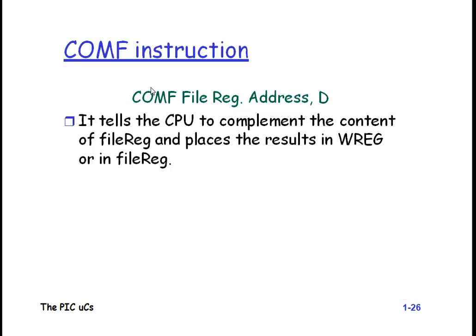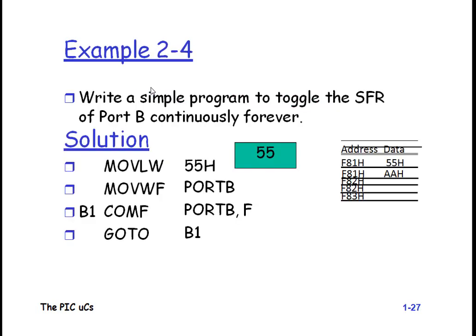COMF file register tells the CPU to complement the content of the file register and place the result in the file register. There is another example in which we write a simple program to toggle the SFR of port B continuously, forever.